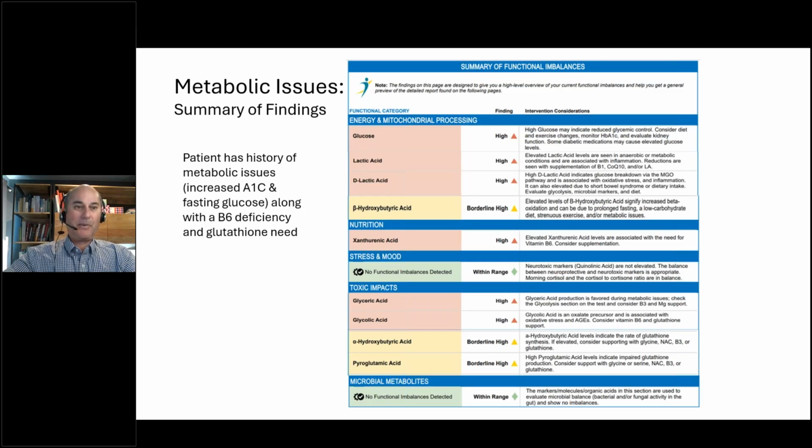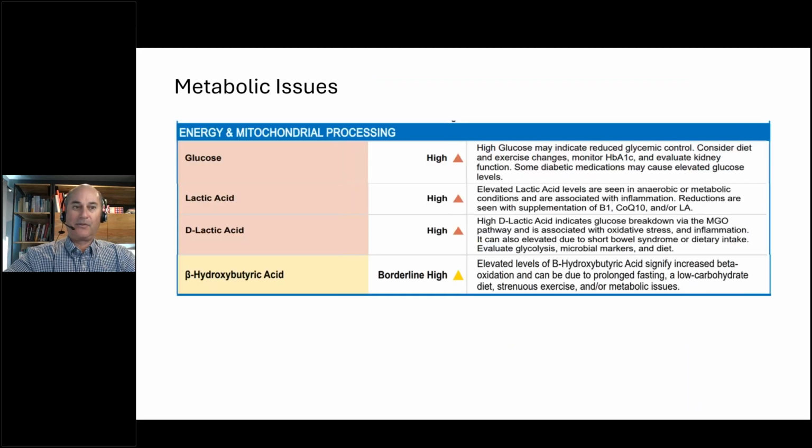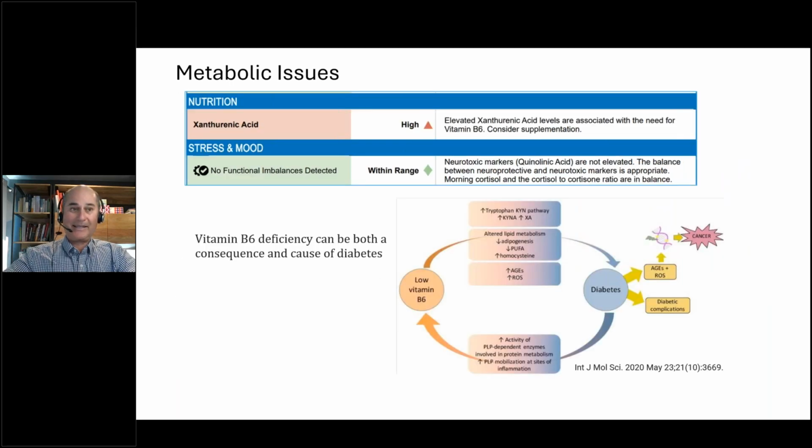So with this particular patient, metabolic issues, along with a B6 problem and a need for glutathione. And so you see these different sections highlighted on the summary page. I always look at this first. It gives you kind of an orientation to what's happening. And then we want you to get into the weeds and start to look at the details of the actual markers themselves.